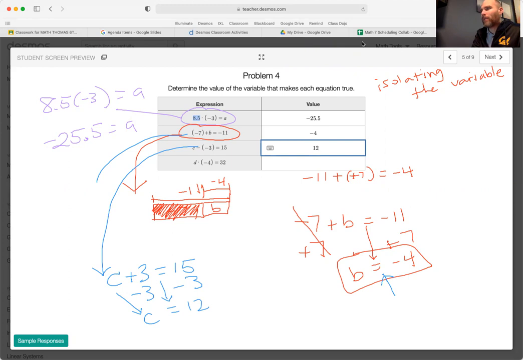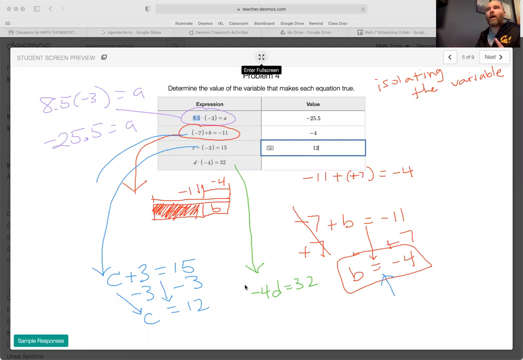All right, and the last one. Let's use some green. D times -4 equals 32. So really the way this is supposed to be written is like this. -4D equals 32. I think Desmos is writing it this way to help you see exactly what's going on, but the proper way to write this is -4 times d.